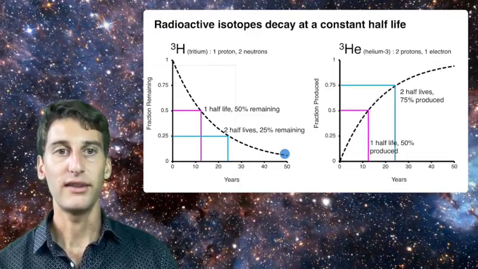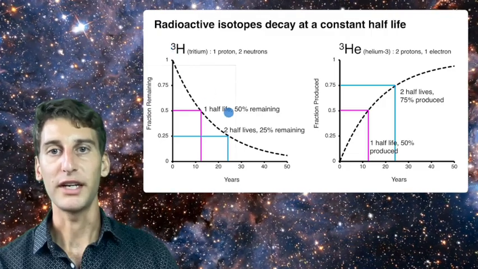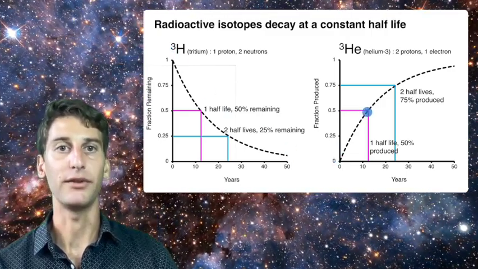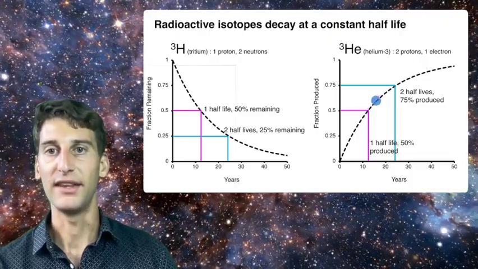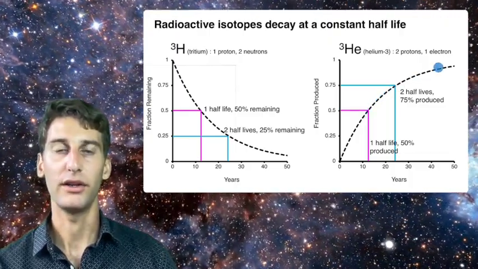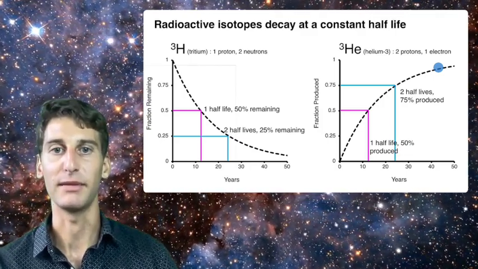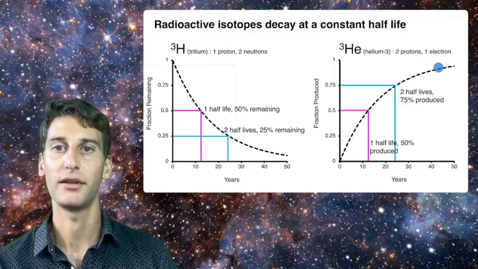And then you can see, just as we're losing tritium here, we're gaining helium-3. So after 12 years, half of the tritium has converted into helium-3, and this is going to approach the total amount of tritium that we had, but it's never going to hit exactly there because we're always going to have a tiny amount of tritium left.